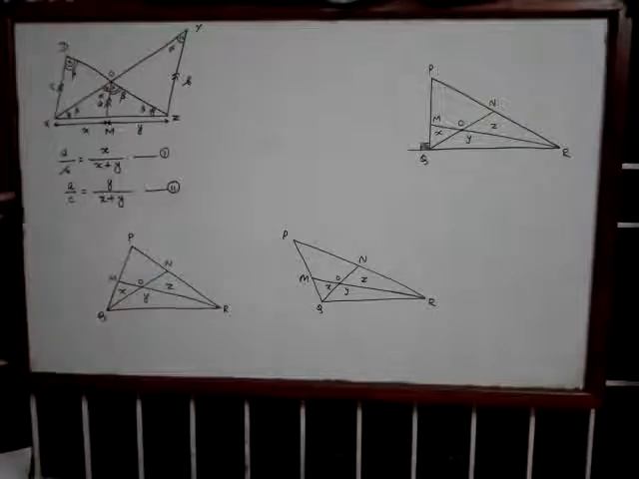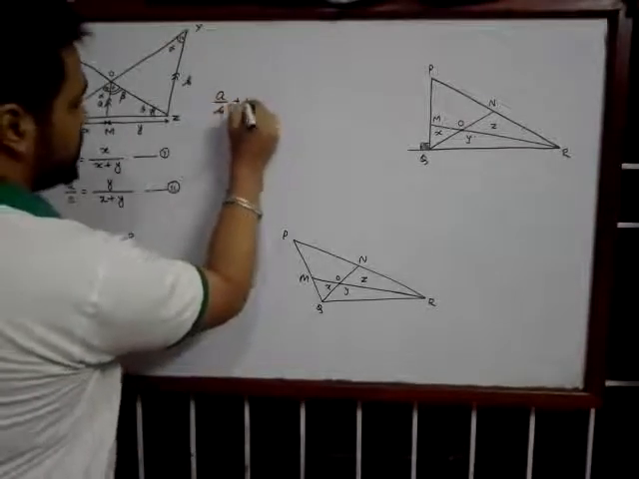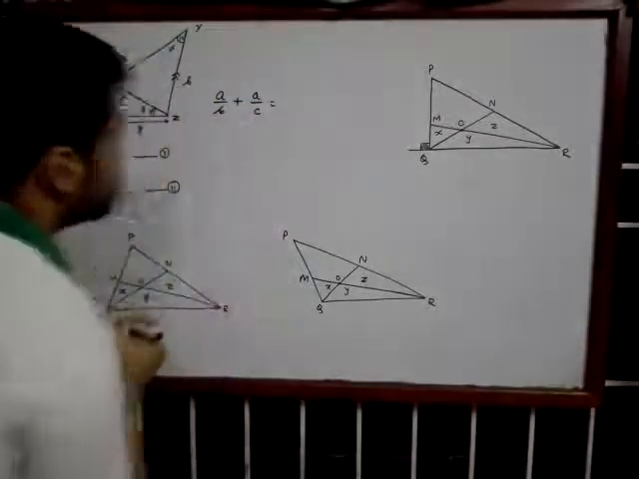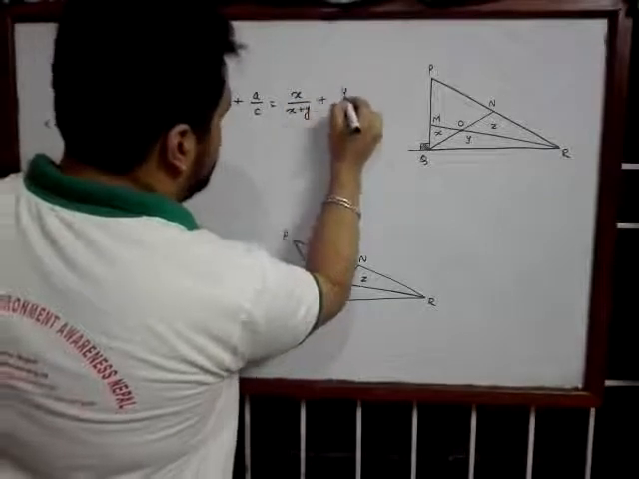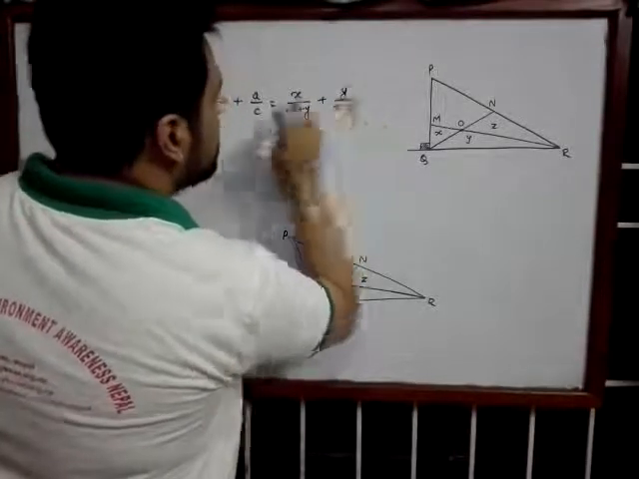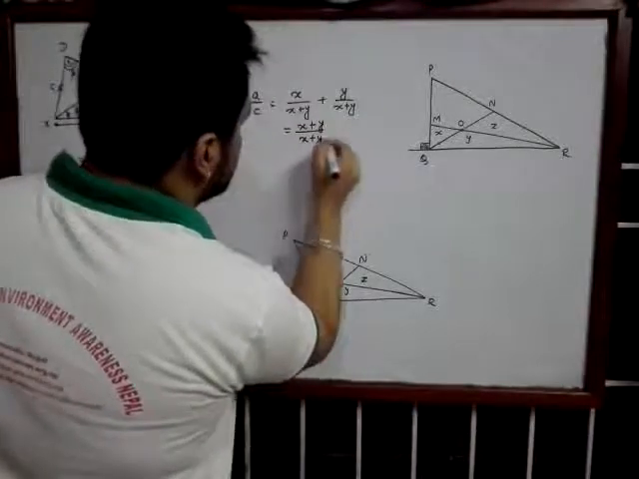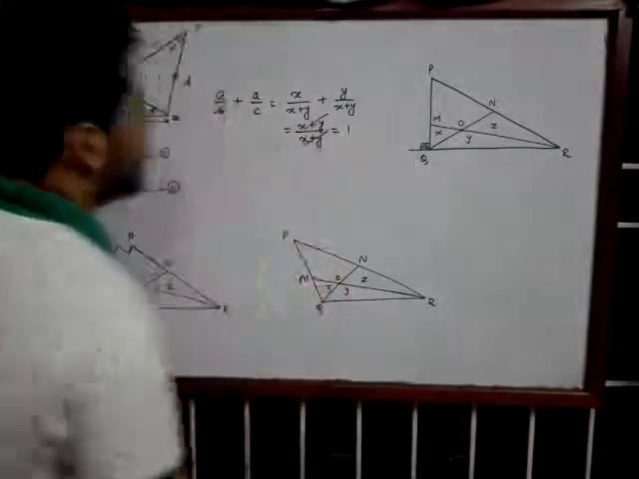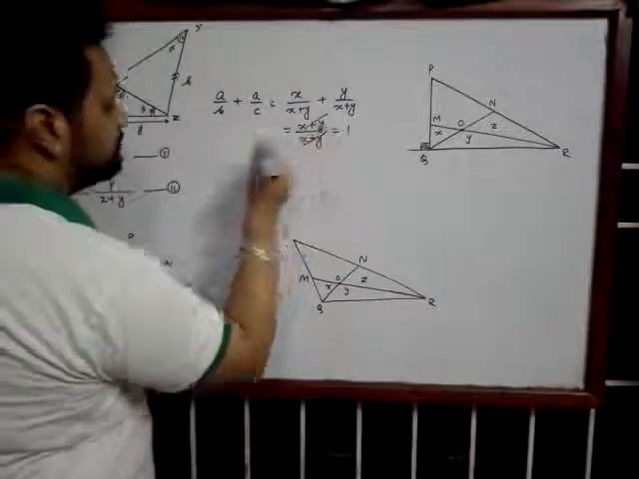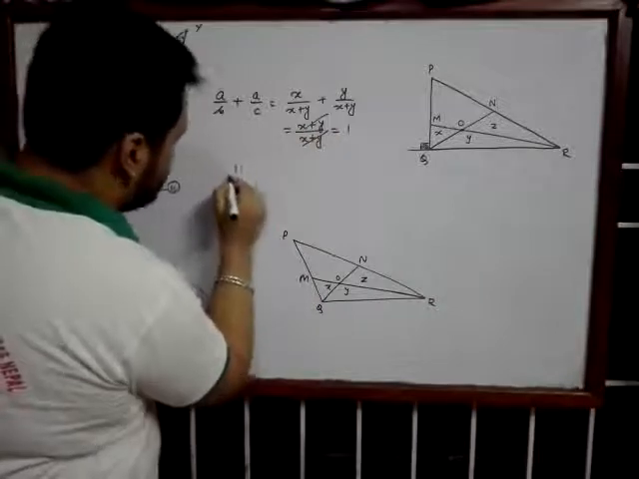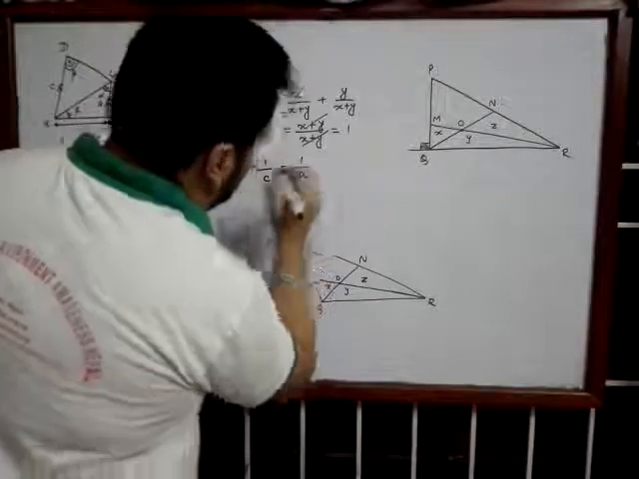Now, if we add 1 and 2, we get A by B plus A by C is equal to X by X plus Y plus Y by X plus Y. This means X plus Y over X plus Y, which is equal to 1. Now, if we take this A as common, we get 1 by B plus 1 by C is equal to 1 by A.